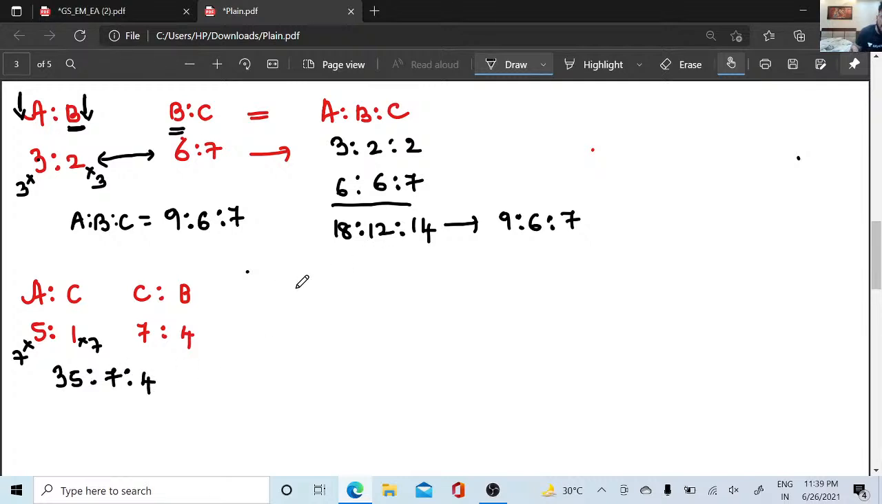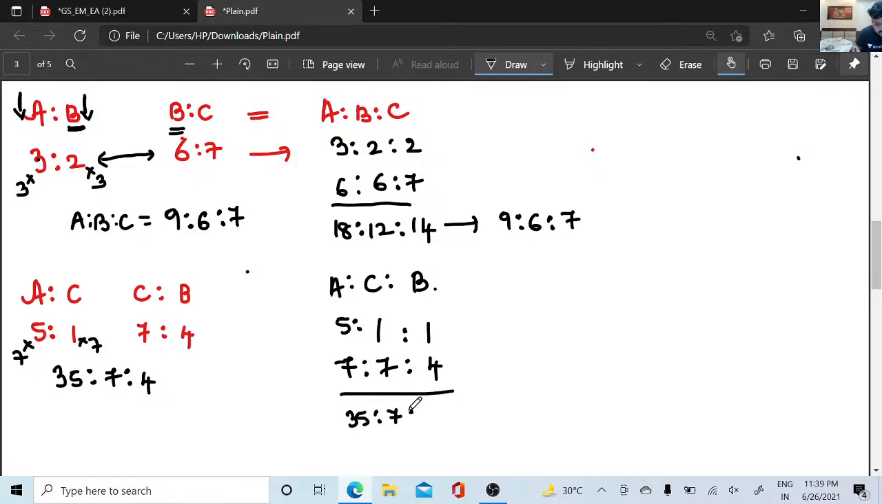Or else you can also write it in this fashion: A is to B is to C. A is to C is given here, so put C in the middle. Always the common term has to be in the middle. A is to C is to B, so C is the common term. A is to C is 5 is to 1 here, and this is 7 is to 4 here. The extremes will be here, so 7. 5 7s are 35, 7 1s are 7, 4 1s are 4. 35 is to 7 is to 4.